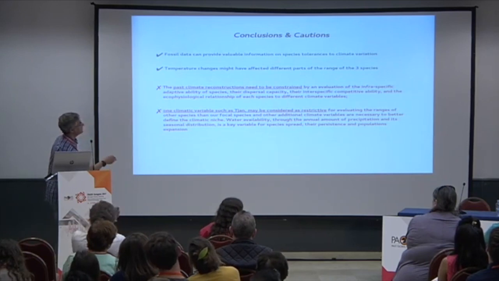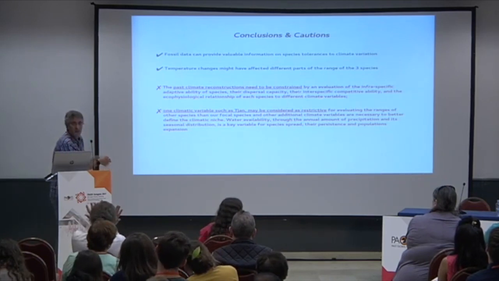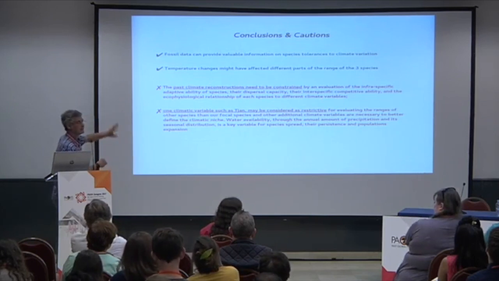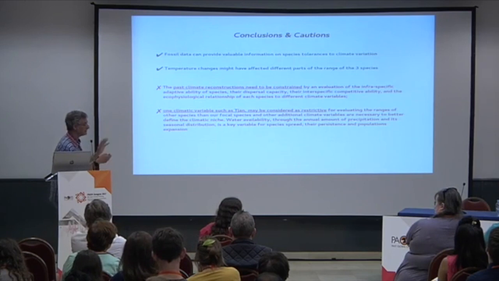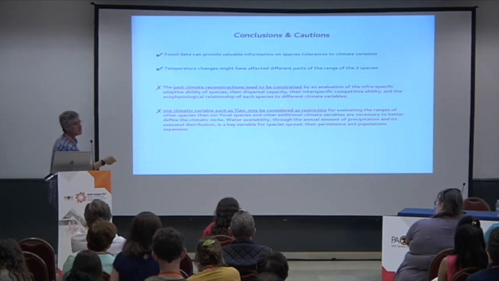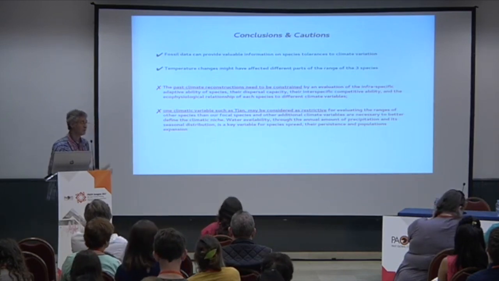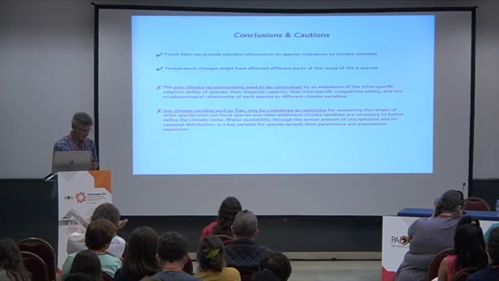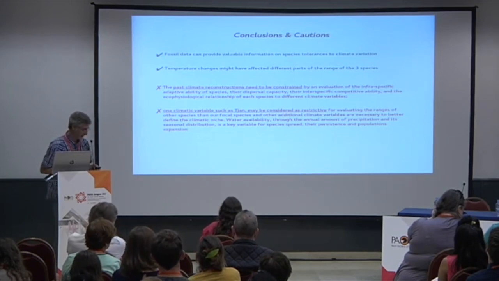Of course, all climate data need to be constrained by other proxies. In any case, this is just a piece of work that needs to be improved. And also, one climate variable does not explain the species niche. Of course, we need at least two or more climate variables.